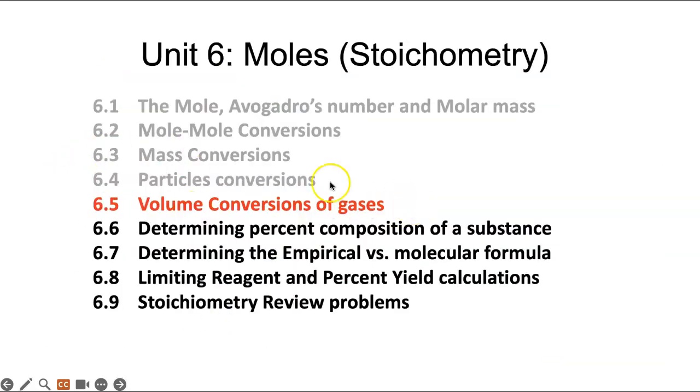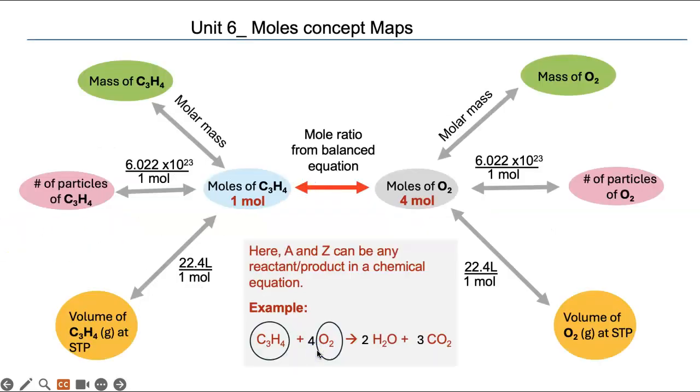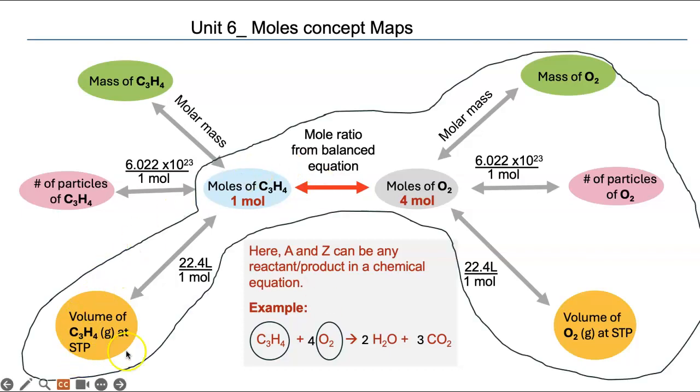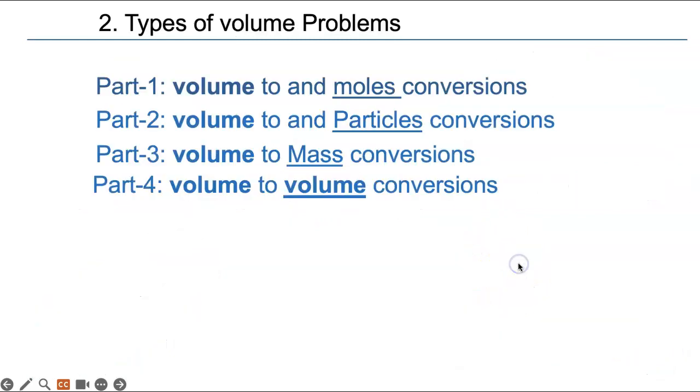So here is where we are in the scale of the topics, and to show you where we are in the concept map, we are in this section. We can convert volume of a given substance in a balanced equation to its moles and then to the moles of the other thing, or the mass, number of particles, or volume using these three factors. So this is the factor we are going to learn today.